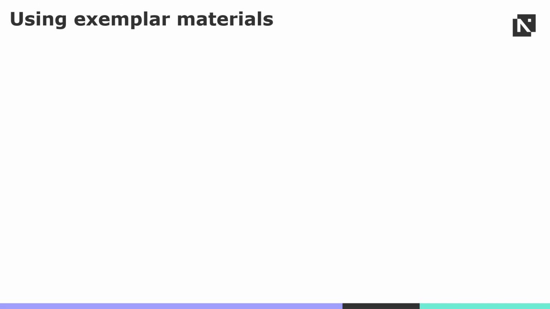I briefly mentioned earlier about using pass and distinction level exemplar materials to help students understand the expectations for their assessments and improve their performance. So here's a few suggestions as to how you could do this in your teaching.